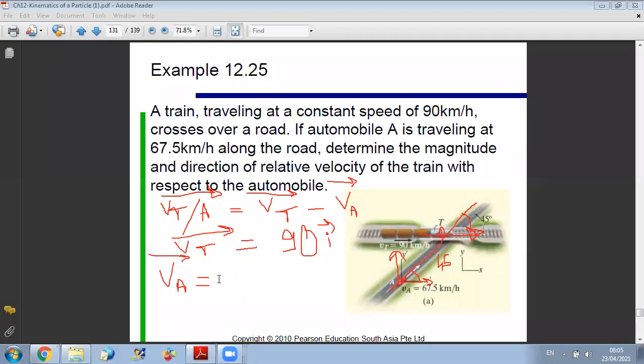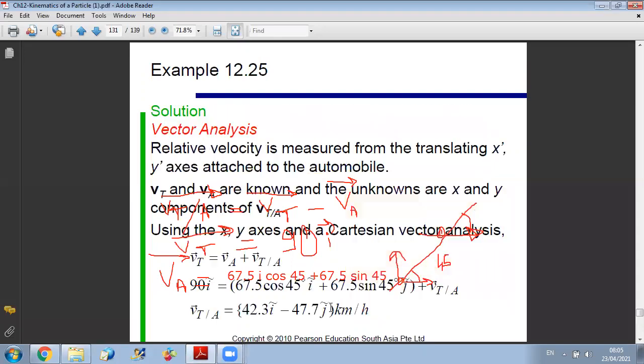Okay? So once I write the expression of each vector, all I have to do to find the relative velocity is to replace into the relative equation. And then I will take I terms together, J terms together. This will allow me to find the relative velocity vector. Now, if I want to find the magnitude and direction as asked, I will do the radical of v relative x squared plus v relative y squared.